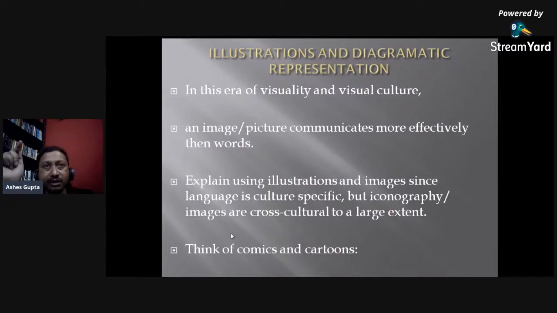So when you're presenting your research paper, if you could make effective use of images and pictures and tables, that would be an added advantage, because they communicate better than words. Explain using illustrations and images, since language is culture specific, as I told you, but iconography, images are cross-cultural to a large extent. Okay, image is cross-cultural, it's universal. Language is culture specific. And in this reference, just think about comics and cartoons and how they reach out to a larger audience, which might be separated by divisions of language.